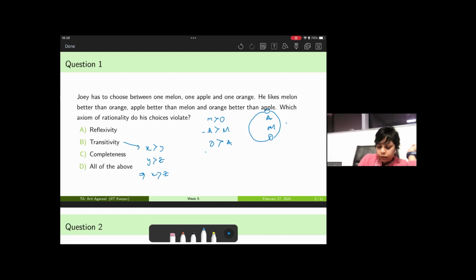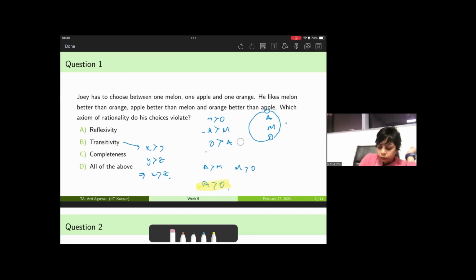But basically, this is what is getting violated here. You see, we are saying that A is preferred to M and M is preferred to O, right? So that means A should be preferred to O, but it is the other way around here. So this is what is getting violated. This is the part that is getting violated.